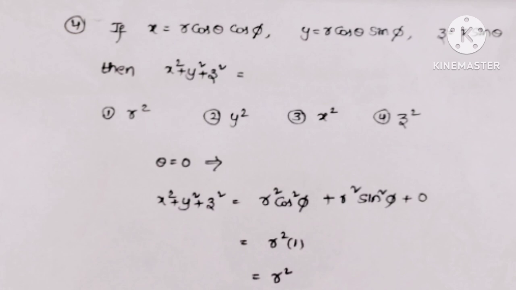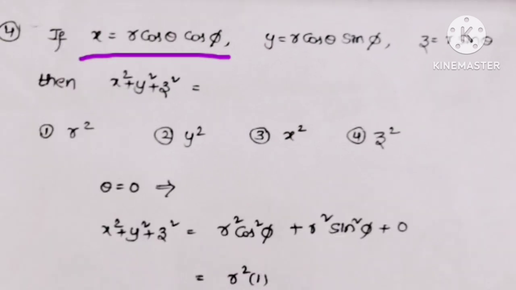Okay, so the next problem. If x is equal to r cos theta into cos phi, y is equal to r cos theta into sin phi, z is equal to r sin theta, then what is the value of x square plus y square plus z square? Here we have to find this value.